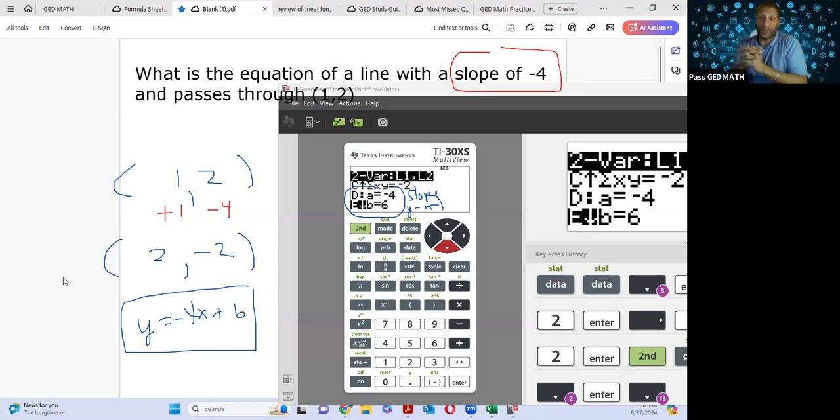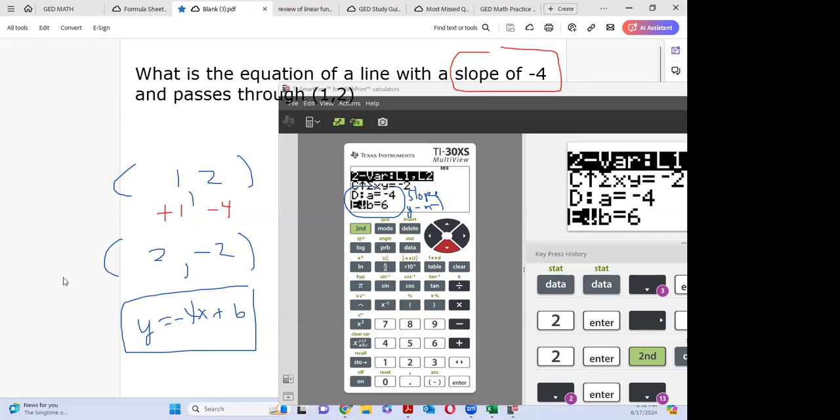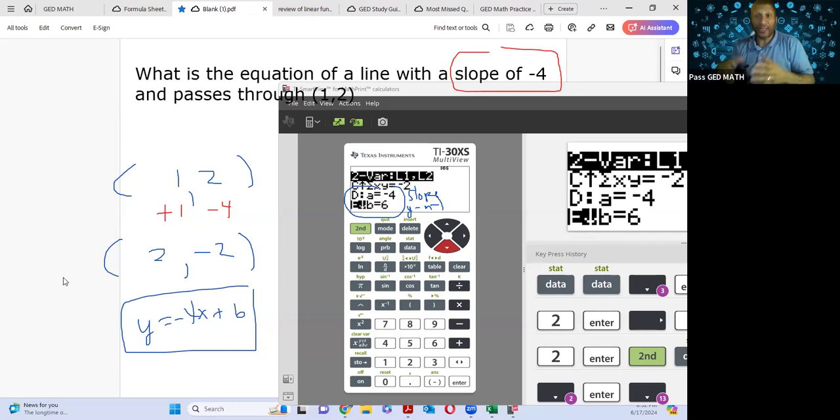So what I was showing the two young ladies here tonight is how you can take the slope and the y-intercept, or a slope and a point, and get the equation of the line.